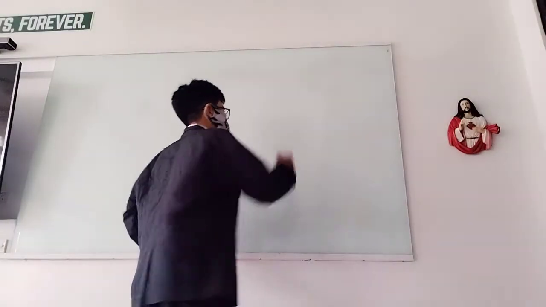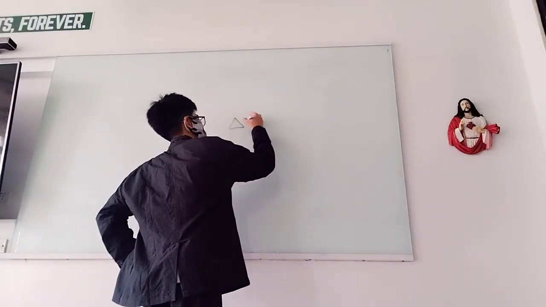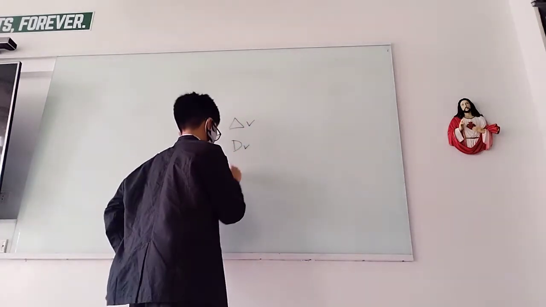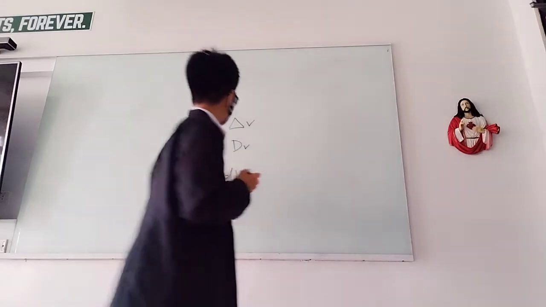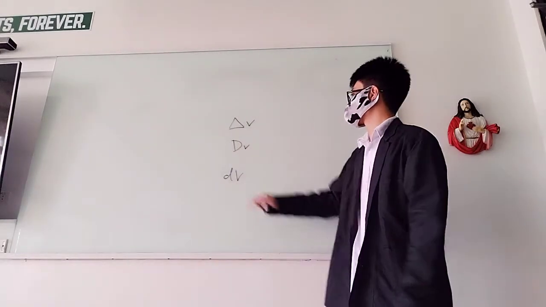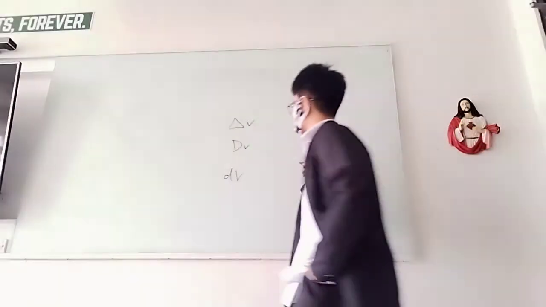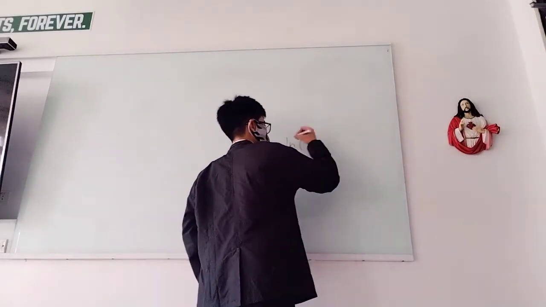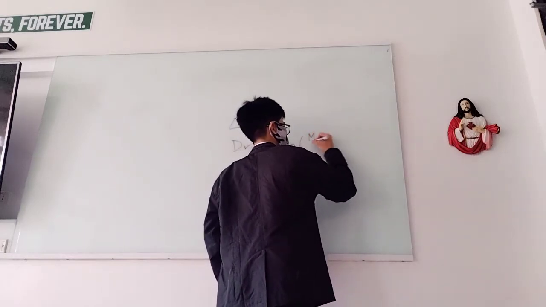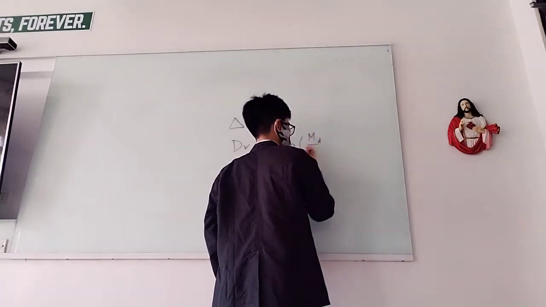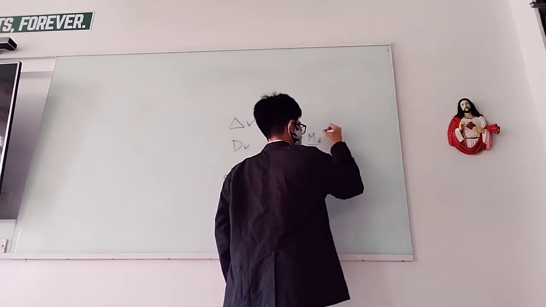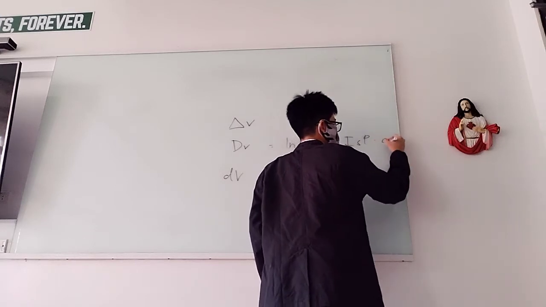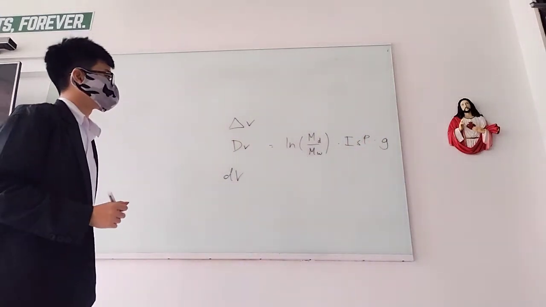Okay. So delta V, or some people use the term dV. I like to use this big delta. This one here is neat, but they all amount to the same equation, which is the ln of your dry mass over your wet mass, times your engine's specific impulse times the gravity of the body you're orbiting.